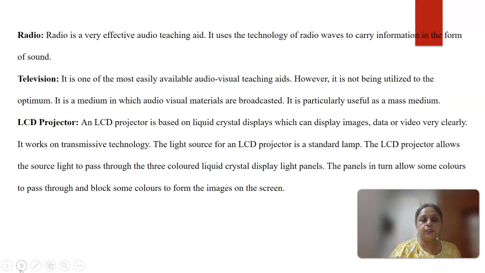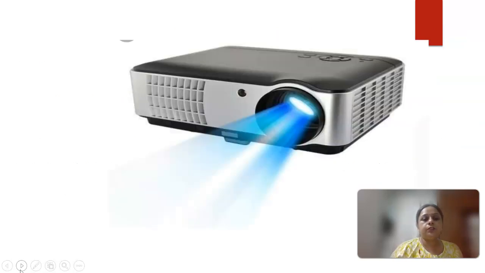LCD projectors are also a kind of teaching aid, which again projects things on screen, and it allows the source light to pass through the three-colored liquid crystal display light panel, and this panel allows some colors to pass through and some colors to form images on the screen. Here's a picture of an LCD projector, which is very useful in any classroom.